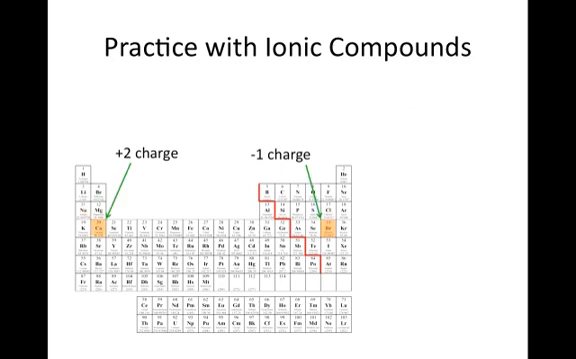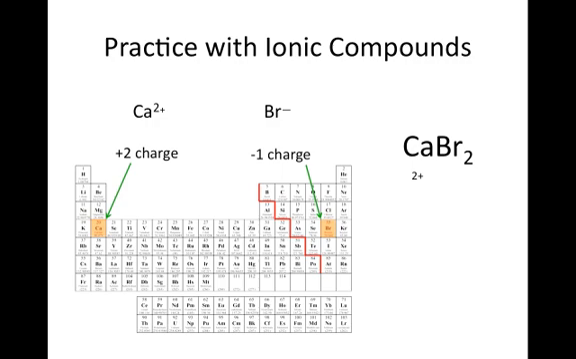Let's say we want to form a compound between Ca, which has a +2 charge, and Br, which has a -1 charge. Written as an ion, Ca is Ca2+. Written as an ion, Br is Br-. In order to balance the charges so that the compound has an overall net charge of 0, we get CaBr2.